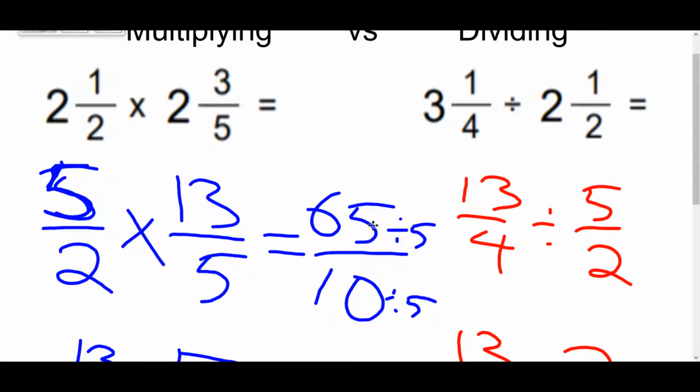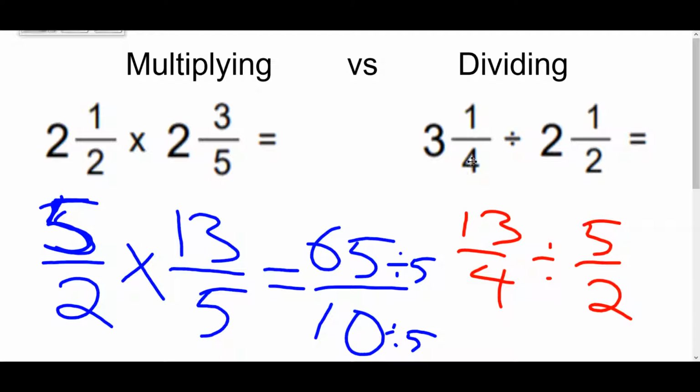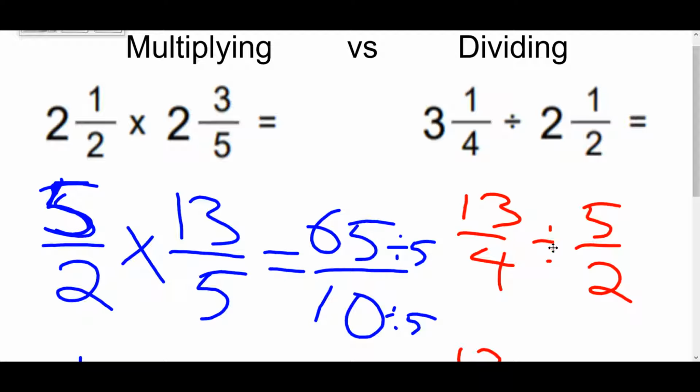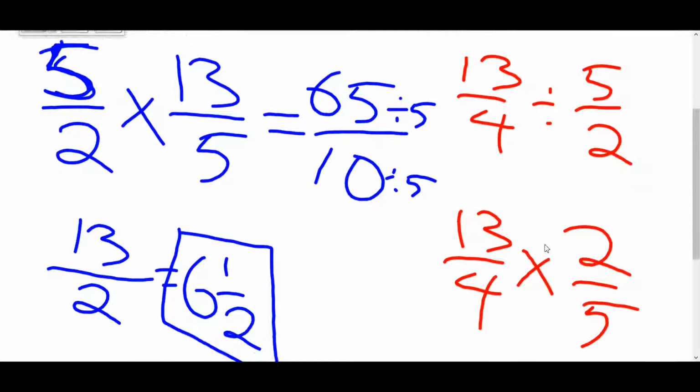And then over here on the dividing side, same thing. 4 times 3 is 12, plus 1 is 13, not 7. Sorry, it's been a long day. 13 over 4. And then 2 times 2 is 4 plus 1 is 5 over 2. So 13 over 4 divided by 5 over 2. Notice we did not do anything with that division sign. It is still there. Now we worry about the division sign. We're going to change this into multiplication.